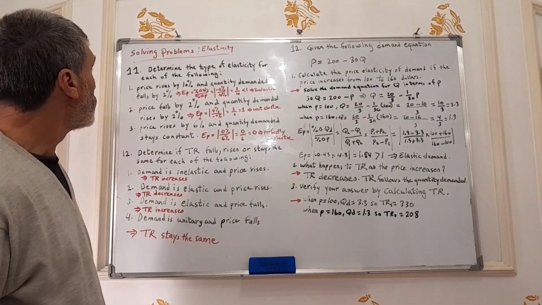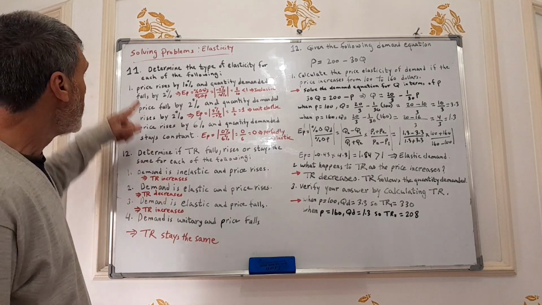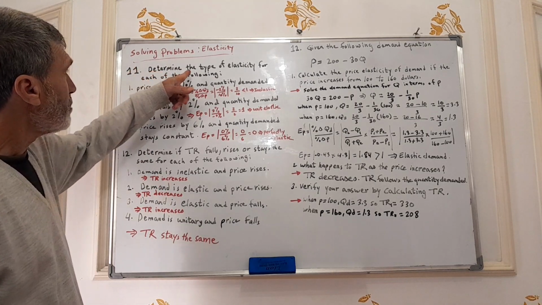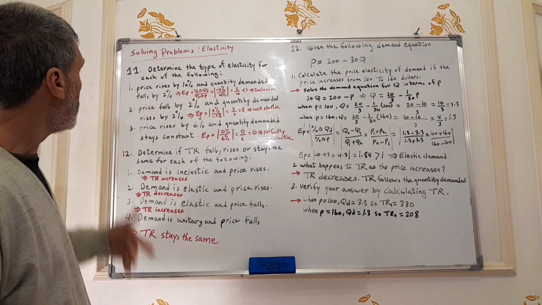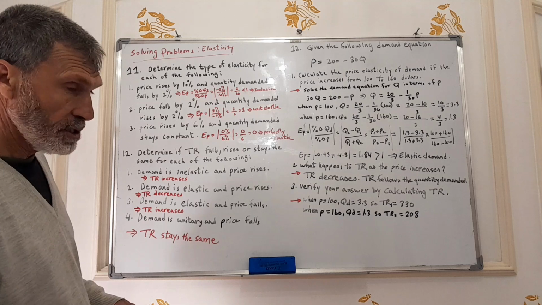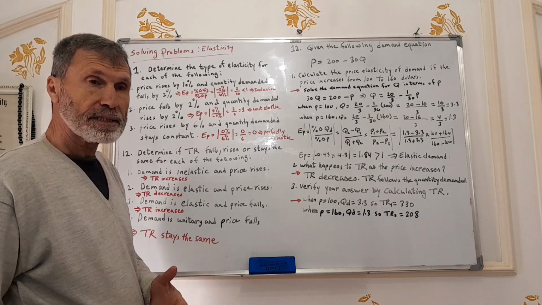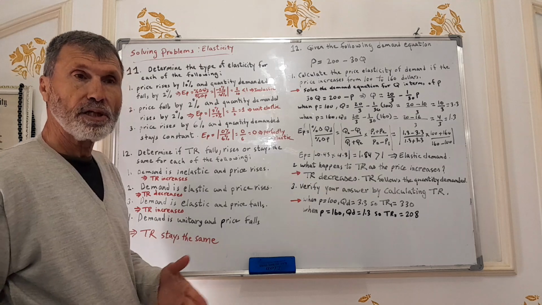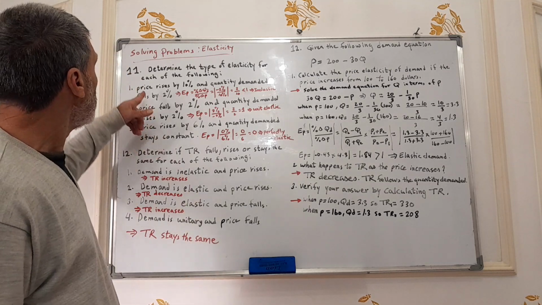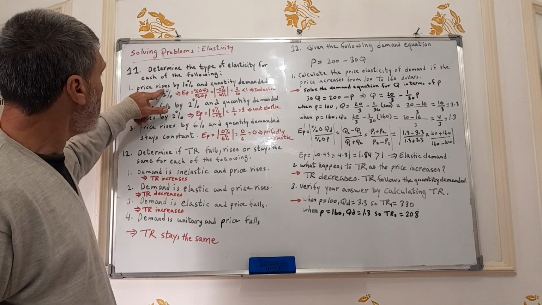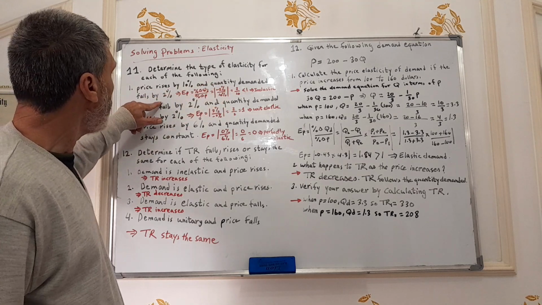Okay, now we move to discuss and solve problem 11. It says determine the type of elasticity for each of the following. So we have here 3 questions. We need to determine whether each one is elastic or inelastic or unitary or perfectly elastic, and so forth. The first one says price rises by 10% and quantity demanded falls by 2%.